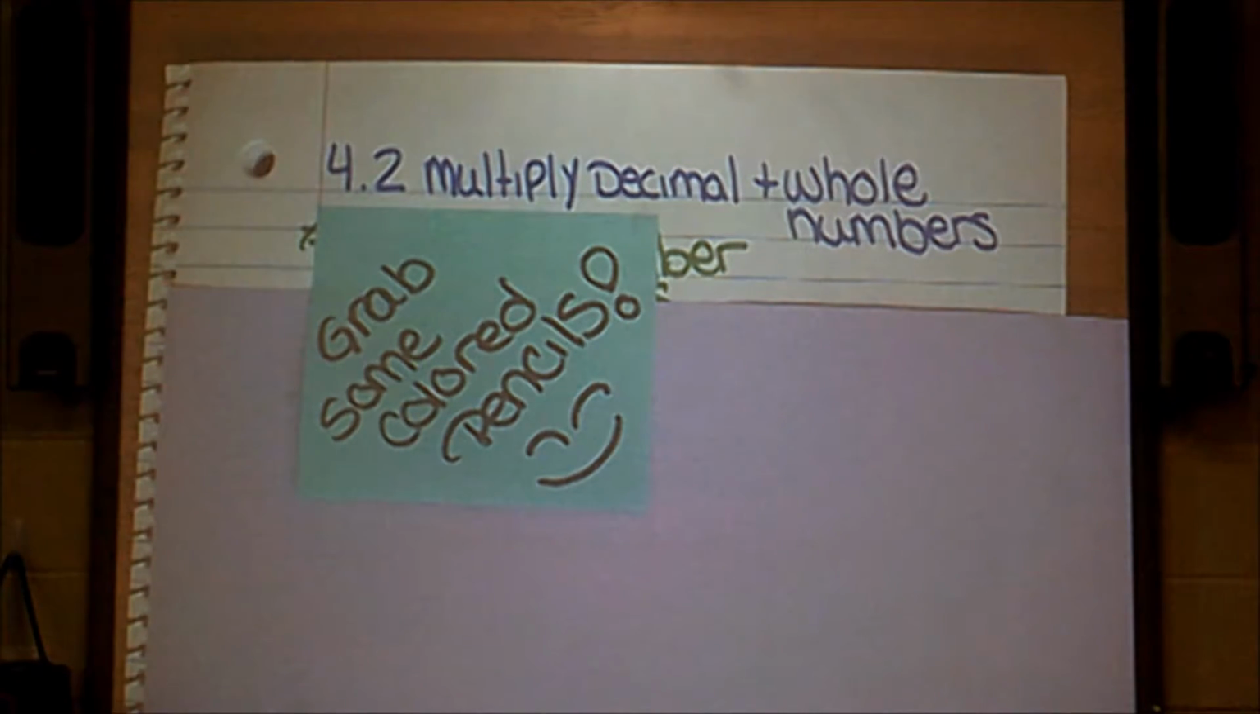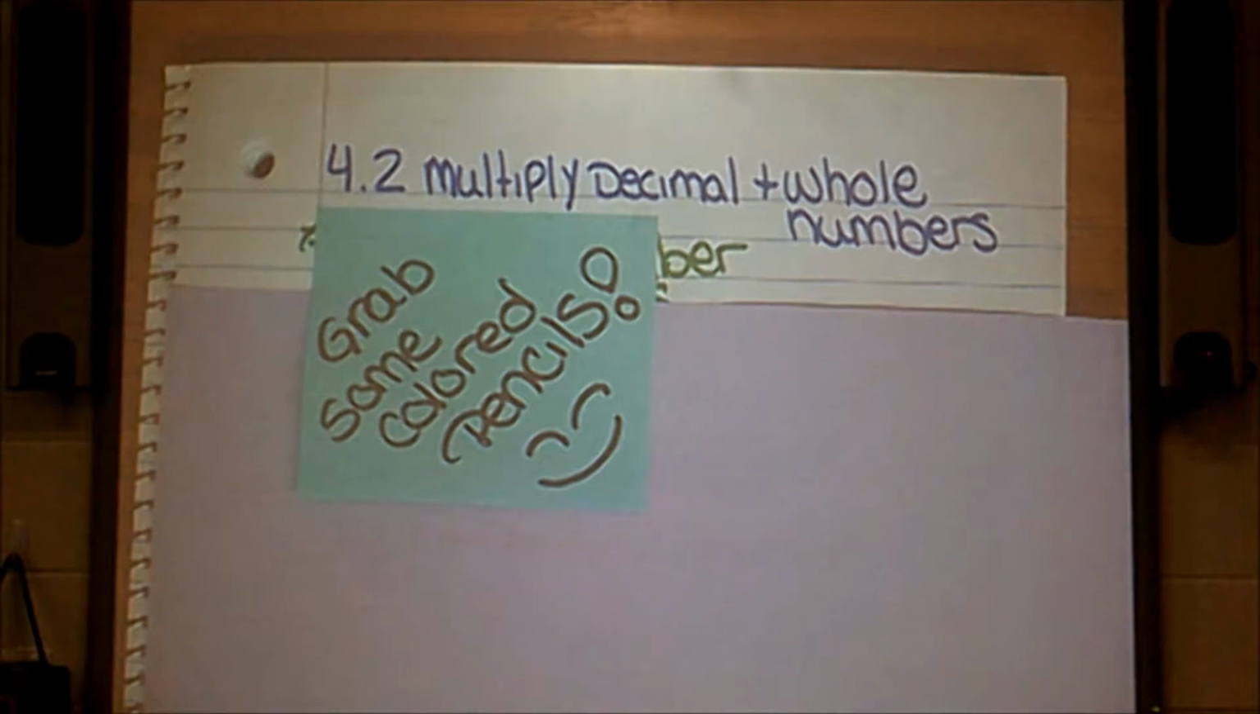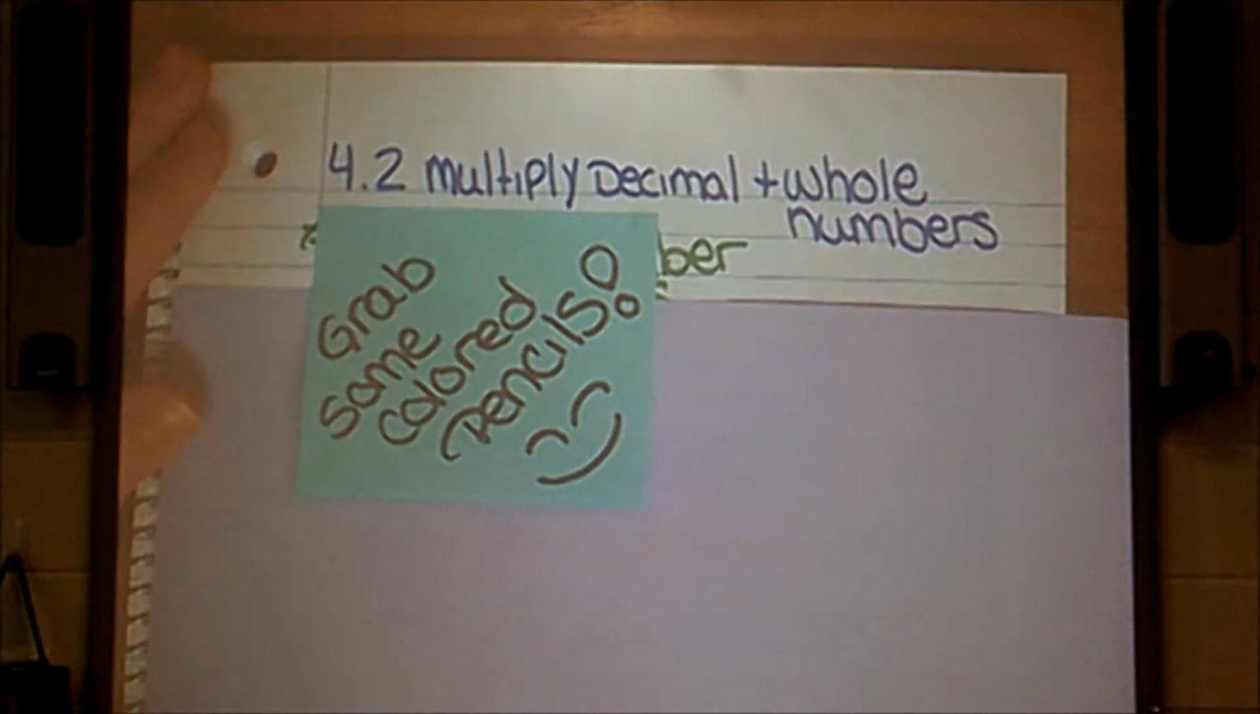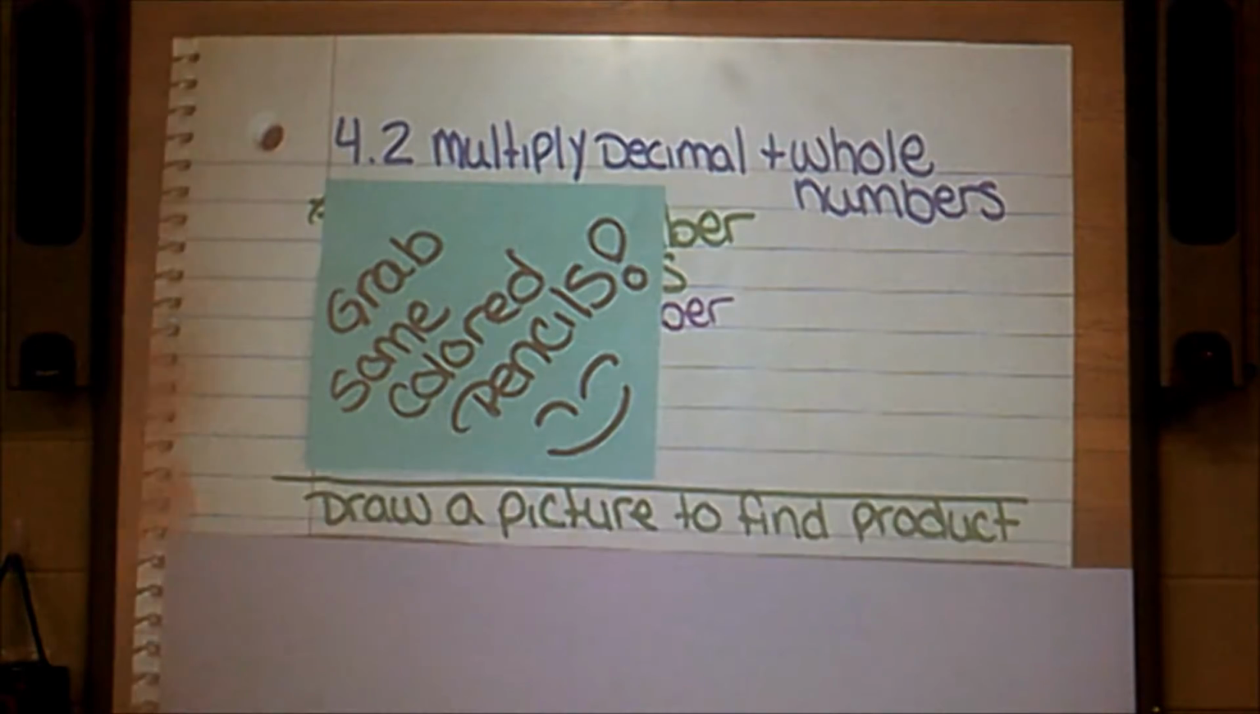Alright guys, we are moving right along into section 4.2. We're going to be multiplying decimals and whole numbers. So as the post-it note says, grab yourself some colored pencils. Okey dokey, guys. So we are going to be drawing pictures to find products.